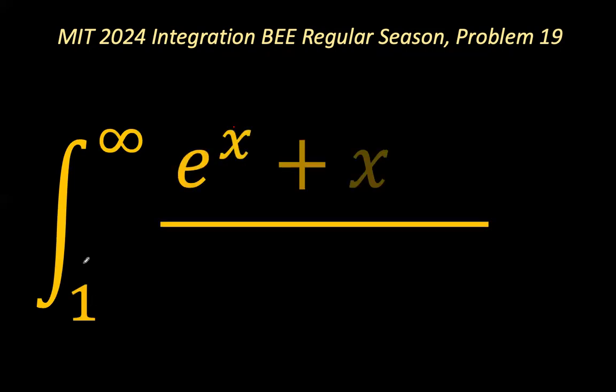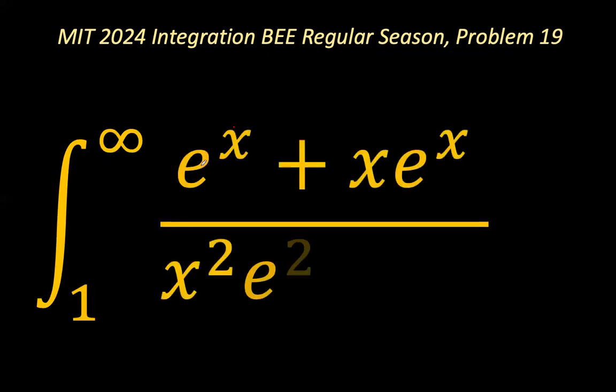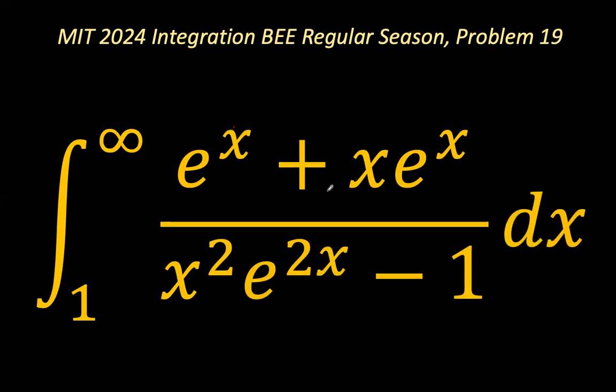Today's problem is problem 19 of the MIT 2024 Integration Bee regular season. And that is the definite integral from x equals 1 to x tending to infinity of (e^x + x e^x) over (x^2 e^(2x) - 1). This is an interesting problem, but all the same, easy to solve.